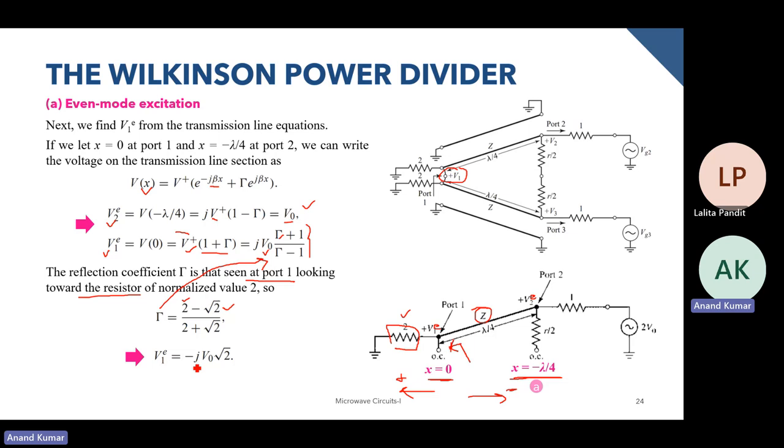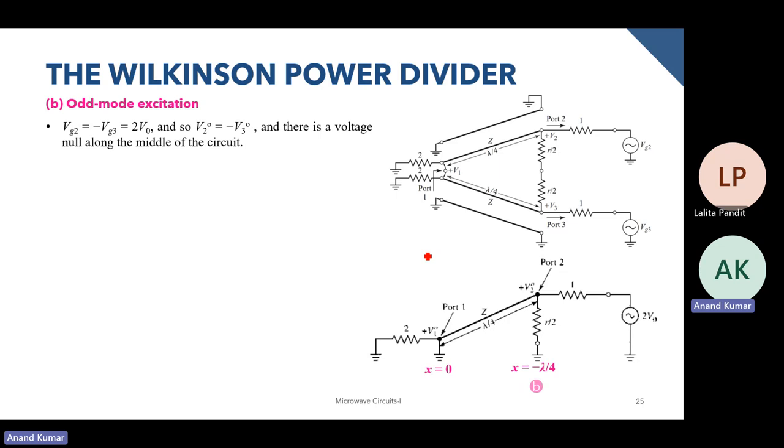If we substitute this value over here, we get V1e equals minus jV0 by root 2. So we have the voltage over here and voltage over here for even mode. Similarly for the odd mode, what we are doing is giving 2V0 over here, and minus 2V0 over here.